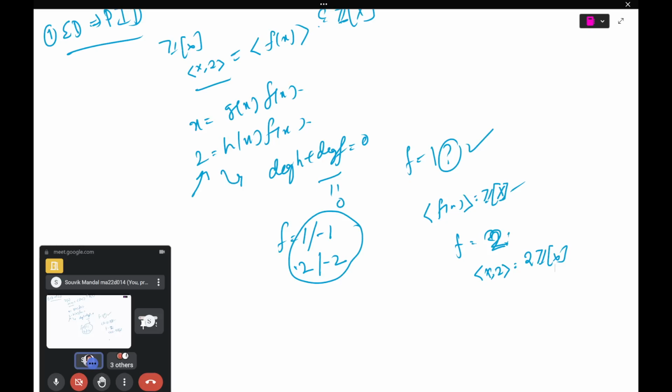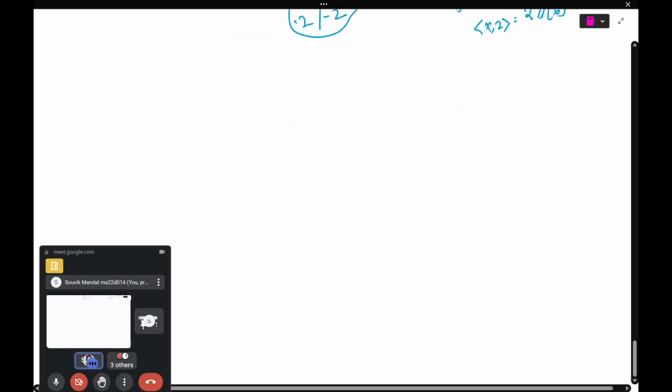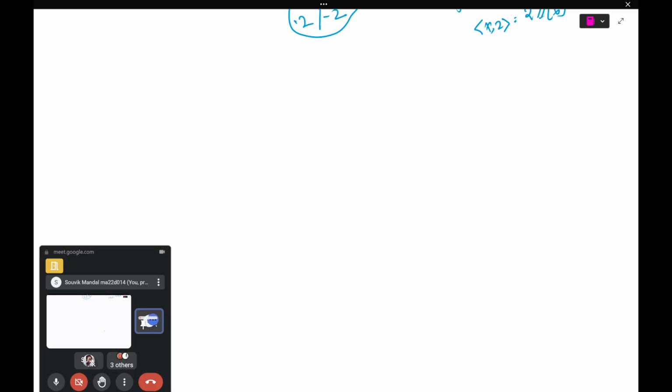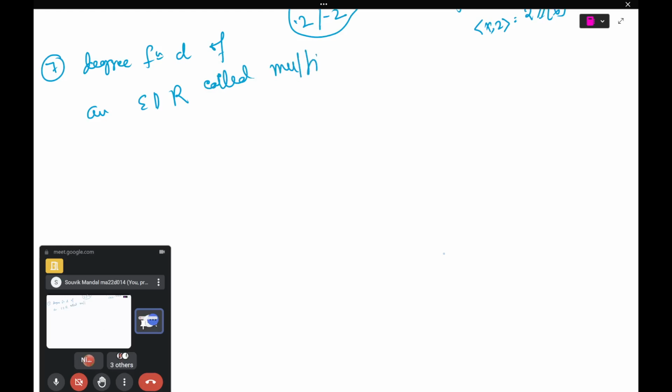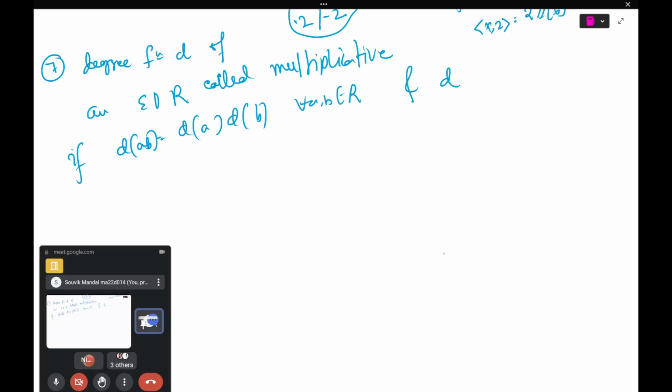So now the next question is as follows: let the degree function d of a Euclidean domain R be called multiplicative if d of AB is equal to d of A times d of B for all A, B belonging to R, and d is a strictly positive function.